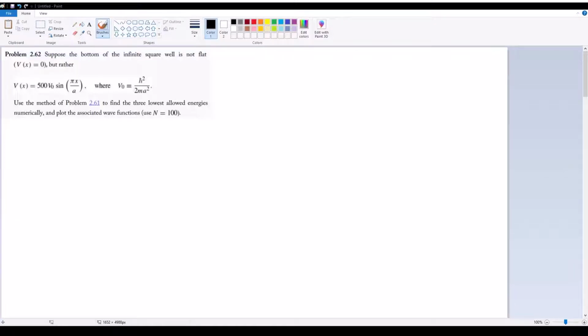Okay, 2.62 is sort of just the exact same problem as 2.61, with the only exception being that your potential is no longer zero. It's instead this sinusoid term. And this doesn't actually really change the way we solve this problem. The method that we use is the exact same. The one big difference is that it makes implementing the code for this somewhat harder.